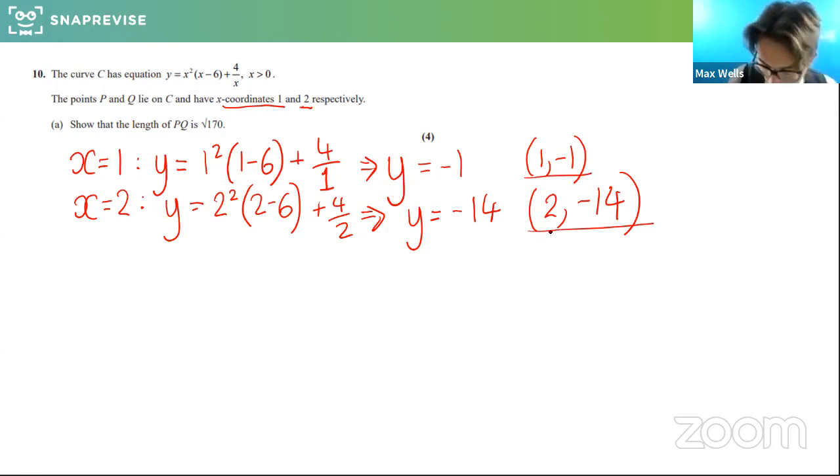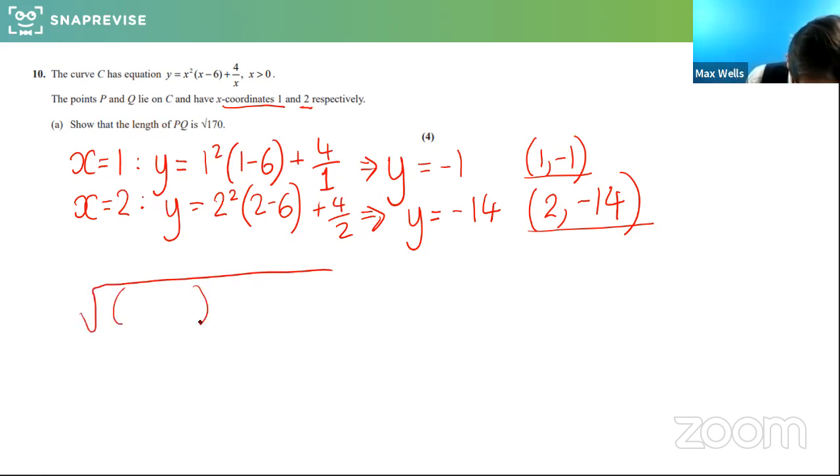1 minus 1, 2 minus 14. We're going to use Pythagoras on that. And obviously, if you do make a numerical error, because it's a show that, we know if we've gone wrong or not, because obviously it won't come out correctly. So when we use Pythagoras here, we're going to look at the change in x, the difference in x squared, plus the difference in y squared.